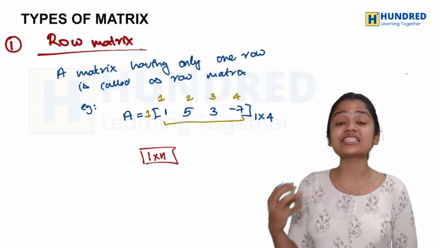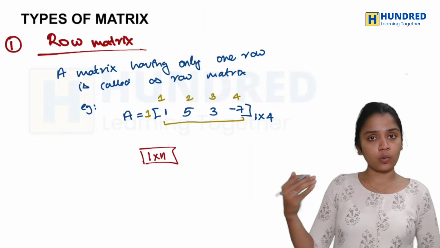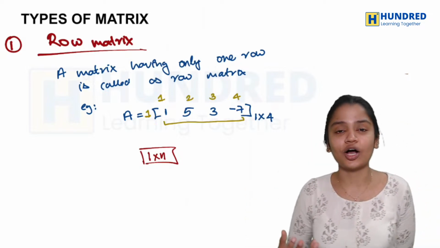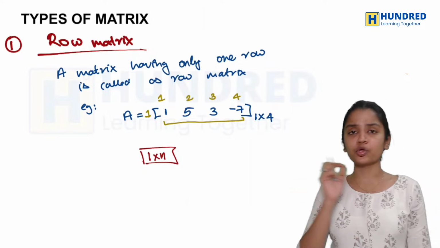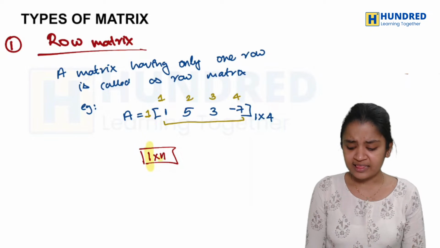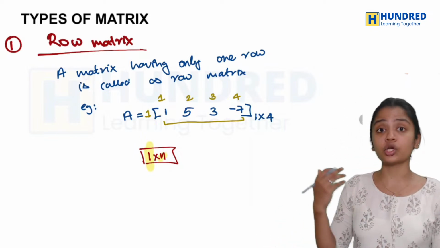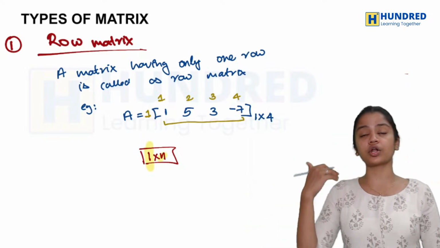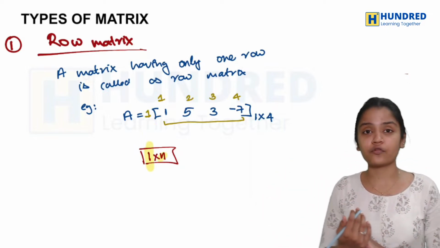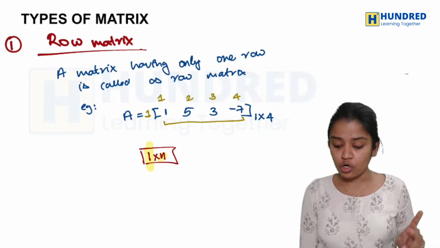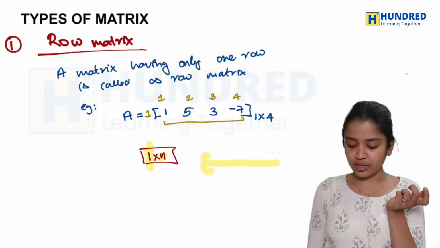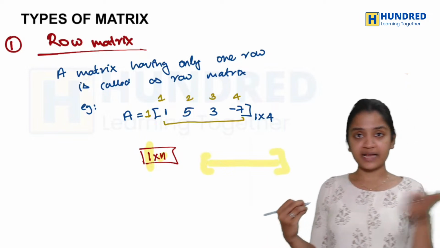You can have as many columns as you want, but you should just have one row. That one row is very important. The n can be anything: you can have 1 cross 3, 1 cross 5, 1 cross 100. Any number of columns, but just one row. Basically, you can remember it as a horizontal line.